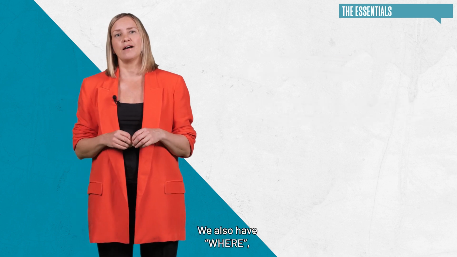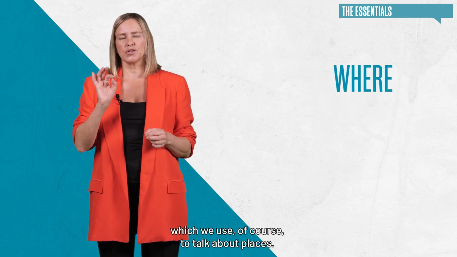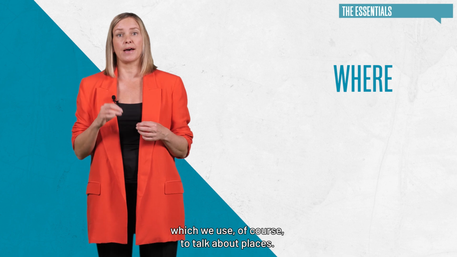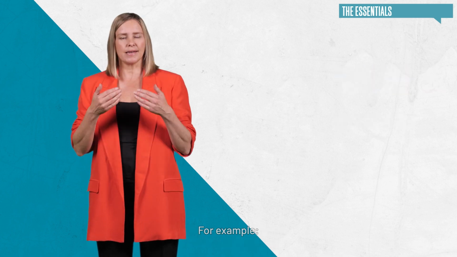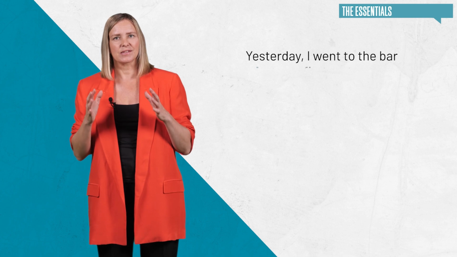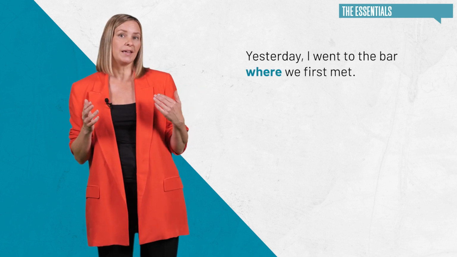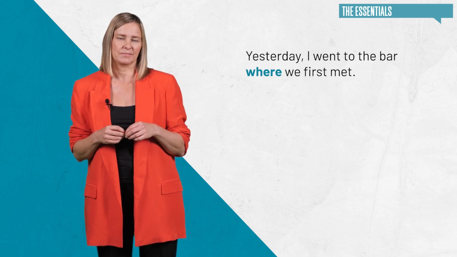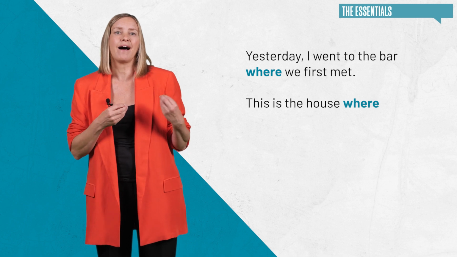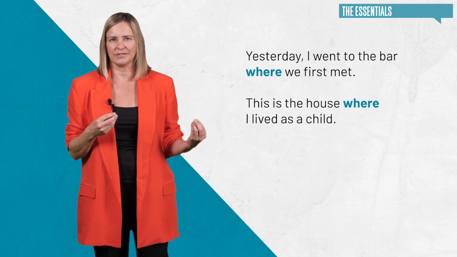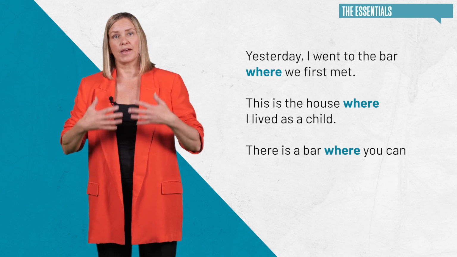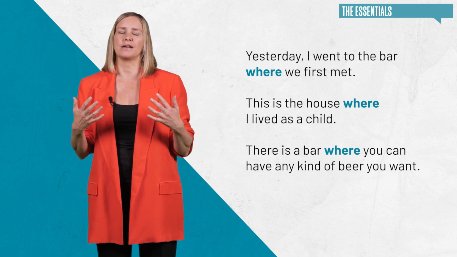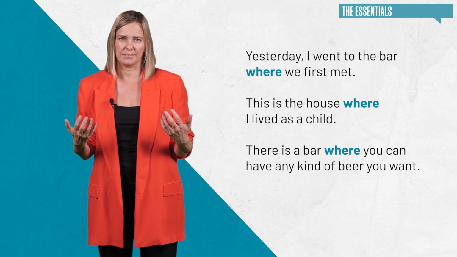We also have where, which we use, of course, to talk about places. For example, yesterday I went to the bar where we first met. This is the house where I lived as a child. There is a bar where you can have any kind of beer you want.